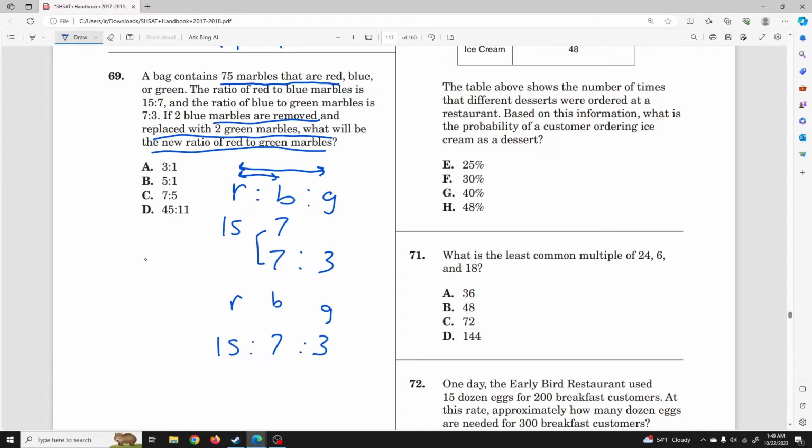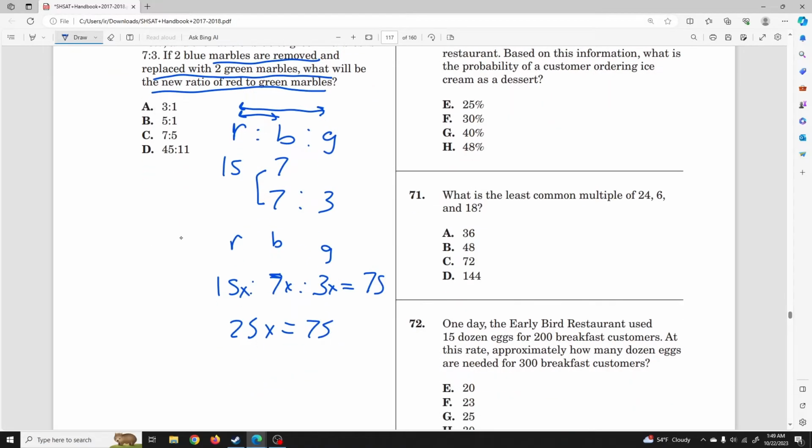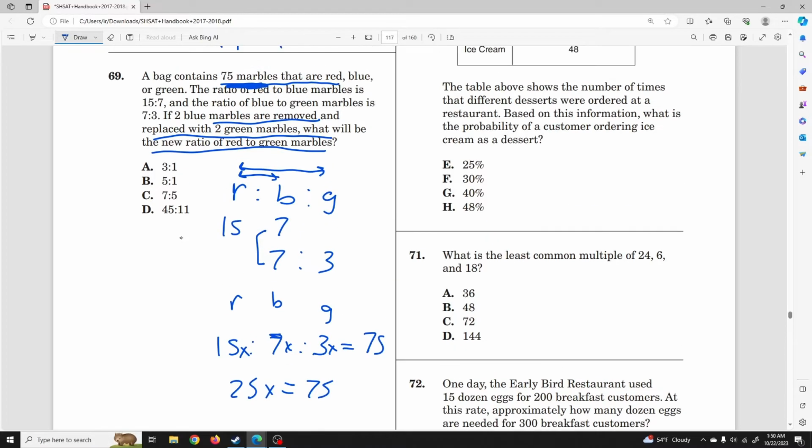And because I can write them all in one row, and because I know how many marbles there are in total, there's a trick on the SHSAT. You could just write x in front of these and set them equal to the total amount of items that are in the ratio. So here we actually have that 25x is equal to 75. So if you're confused, all we did was we just added x to each term in the ratio, and we equated it to the amount of marbles.